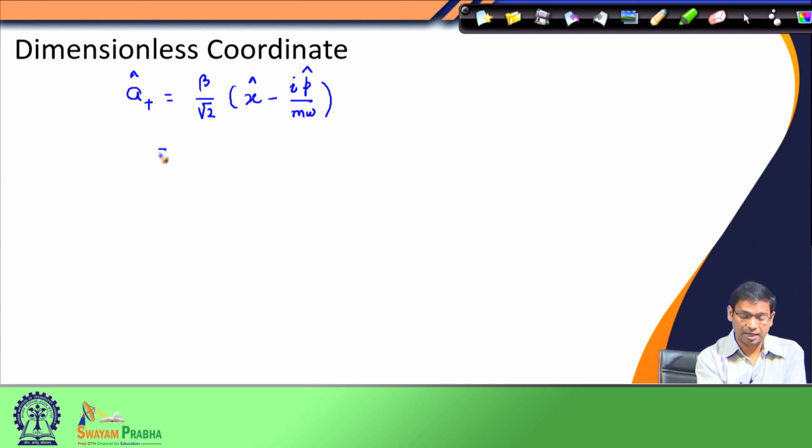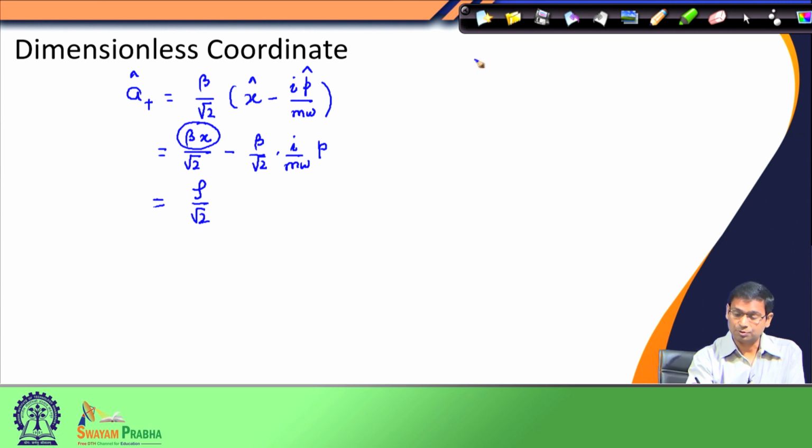So, if you remember, we can expand this. This is beta x divided by root 2 minus beta divided by root 2 i divided by m omega p. If you see beta x, you already identified this is rho by square root 2, because we have defined the dimensionless coordinate rho as beta into x. Minus, I have to do a little work on the second term, i by m omega, and then I define my p operator. This is operator p, which is minus i h bar d by dx.